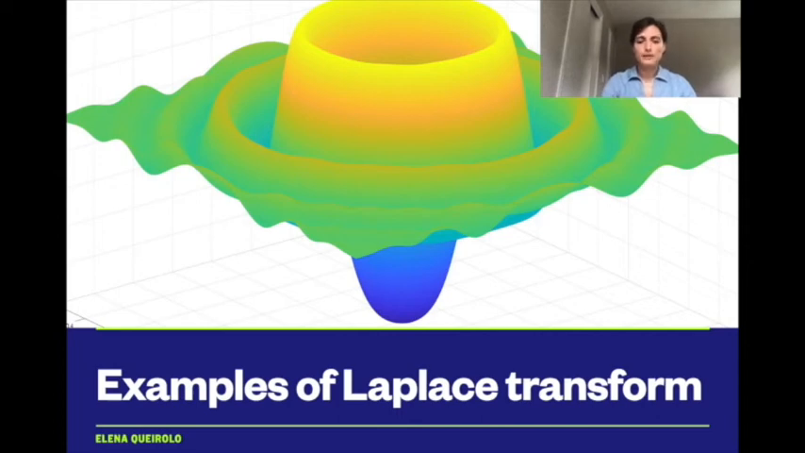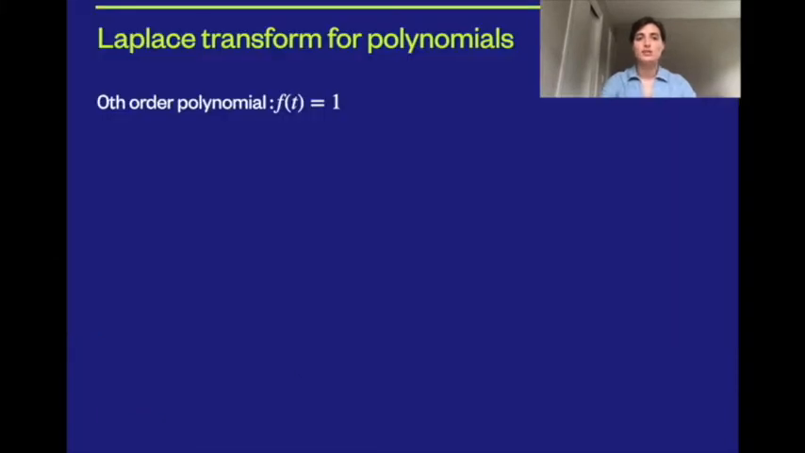Let's go a bit more in depth on examples of Laplace transform, something that is a bit more than the existence or non-existence of the Laplace transform of a specific function. So let's start with the Laplace transform of polynomials. We'll start with the easiest polynomial of them all, the zeroth order polynomial, the constant function 1.